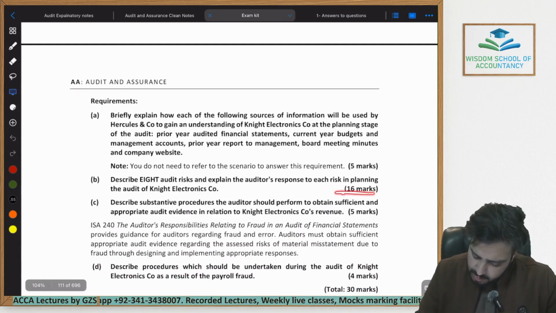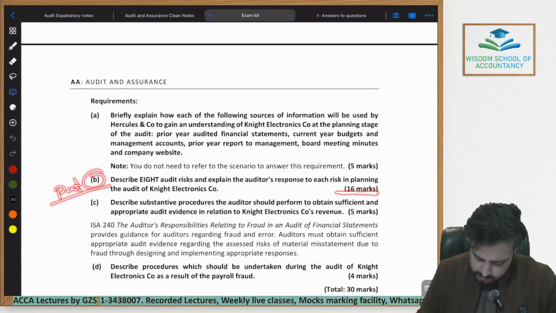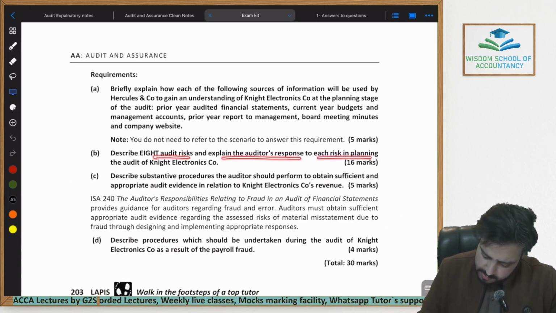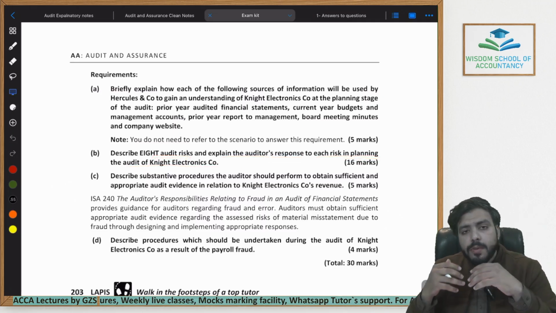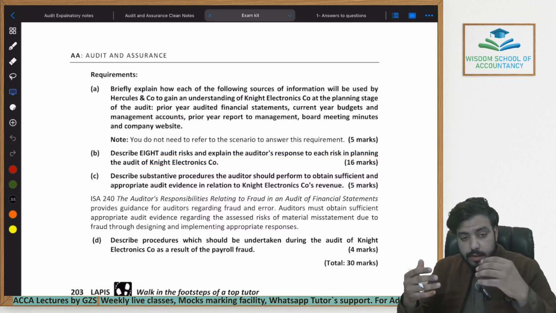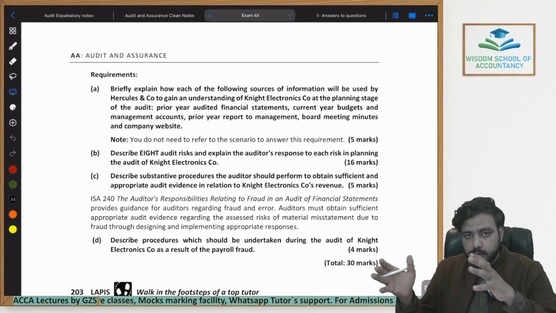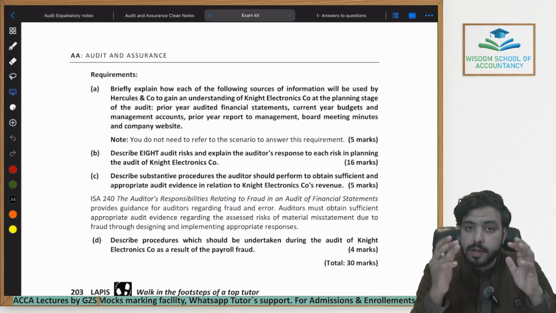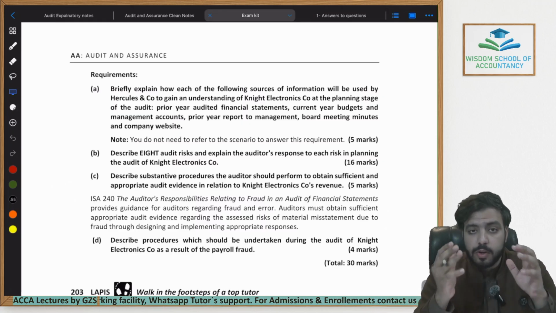We will only move towards the 16 marks requirement, which is basically part B, which we are going to solve within this lecture. The requirement asks, explain audit risk and explain the auditor's responses to each risk in planning the audit of Knight Electronics Corporation. So, if you remember within the previous question as well, I told you that there will be some risks that you will always see repeating within every single question, like a new audit client. You will see multiple times that this risk is repeated in many different questions from your kit to the past exams and within your real exam as well.